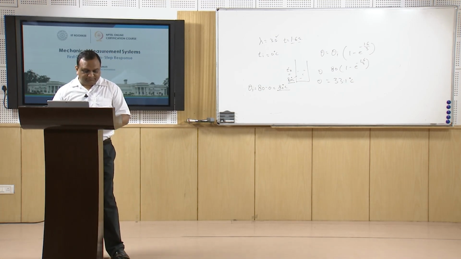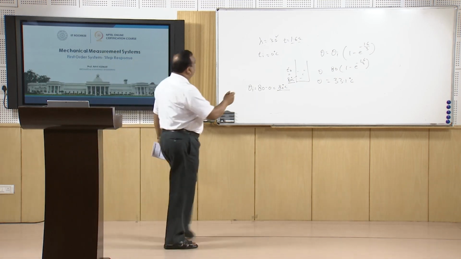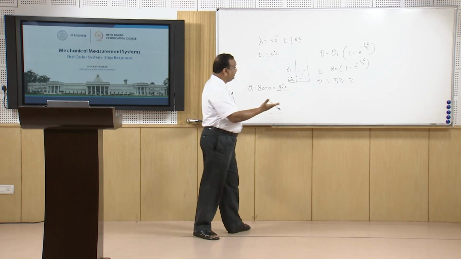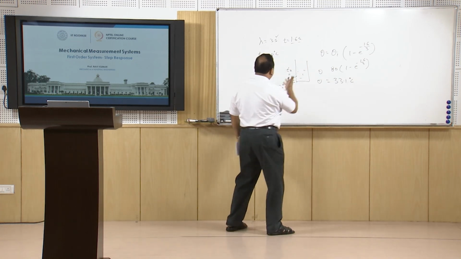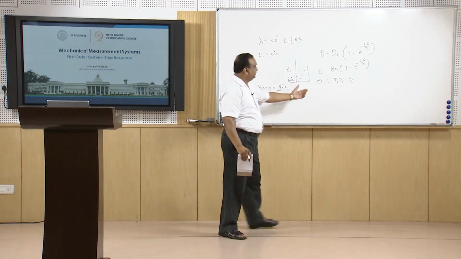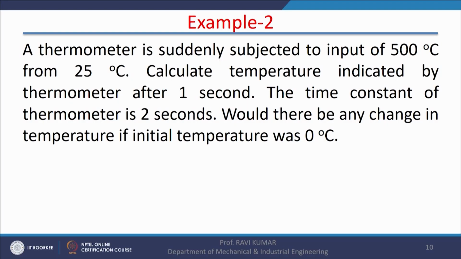Now for t equal to lambda, this temperature would have been 63.2% of the step input, so 33.1 degree centigrade is less than 63.2%. Now we can take another example also.